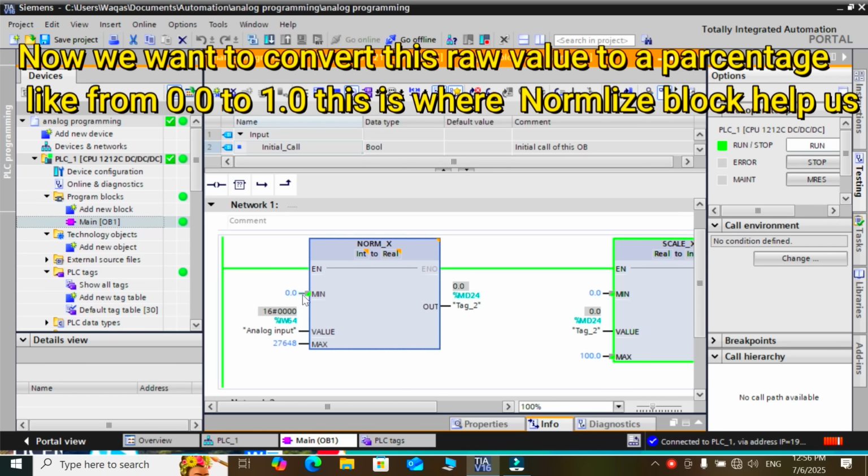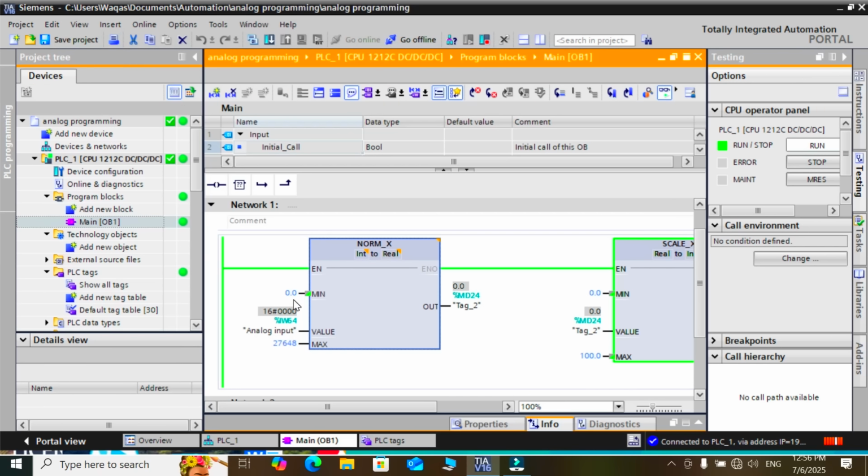So let's try to understand how a normalize block can help us. On the input side, it has three pins. First one is min, which means minimum, next one is value, and last one is the maximum. In the minimum, we will set the minimum value. In our case, it is 0. In the value, we will set the analog input raw value register. In my case, it is IW64. At the maximum pin, we will set the maximum raw value, that is 27648.